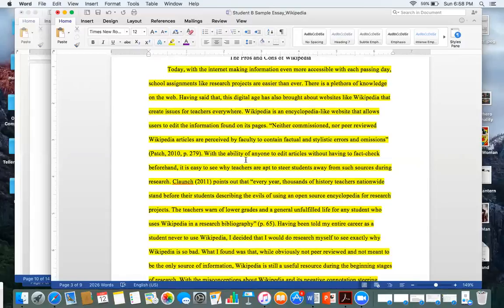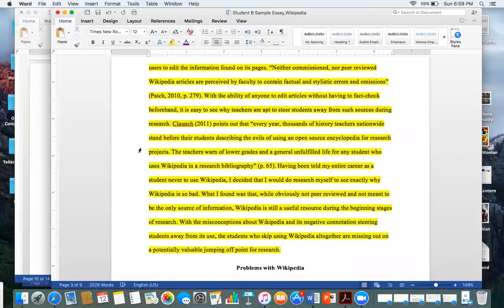With the ability of anyone to edit articles without having to fact-check beforehand, it is easy to see why teachers are apt to steer students away from such sources during research. Launch 2011 points out that, quote, "every year thousands of history teachers nationwide stand before their students describing the evils of using an open source encyclopedia for research projects. The teachers warn of lower grades and a general unfulfilled life for any student who uses Wikipedia in a research bibliography."